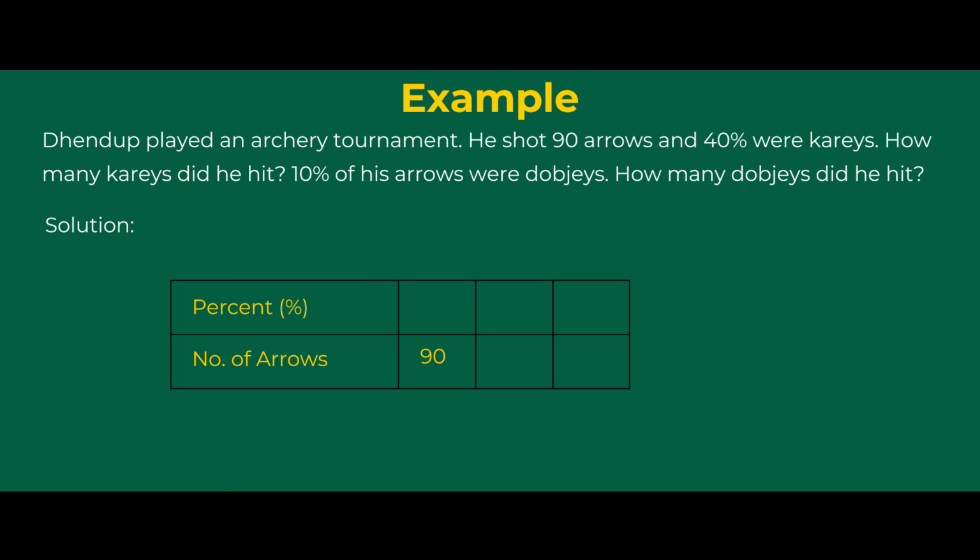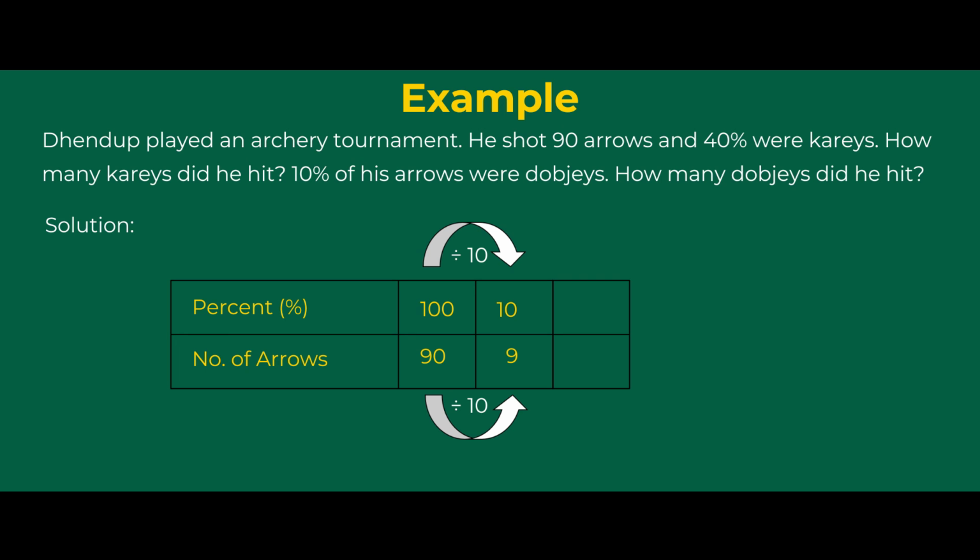The number of arrows he shot is 90, which is 100%. Like we can say it is 100. Now first we will find out the number of dobjes. As 10% of his arrows were dobjes, so we got 10 here. So how did we get 10 here? Yes, we divided 100 by 10, we got 10. We have to do the same thing. Divide 90 by 10. When you divide 90 by 10, we get 9. So, he hit 9 dobjes.